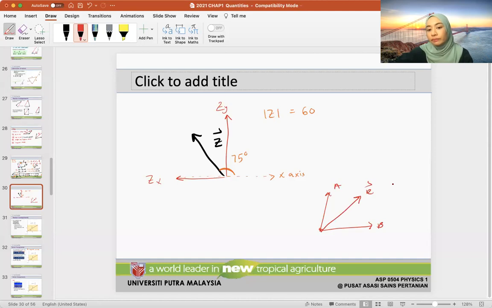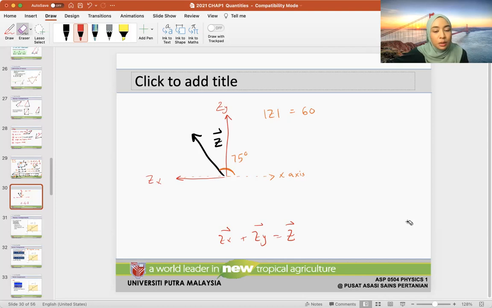Same here, I have my ZY and my ZX. So my resultant, in this case my Z vector, is over here in the middle, in between the components, right? Because ZX plus ZY is equal to Z. Okay? So now this is what I need to happen. ZX plus ZY addition equals Z. Z vector is our resultant.